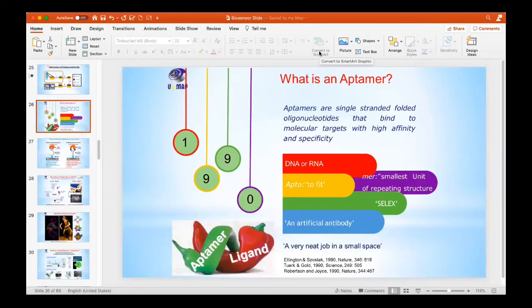Welcome back to CHM5403 sensor technology. For this topic, we will discuss about aptamer sensor.